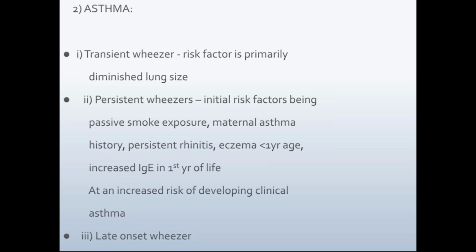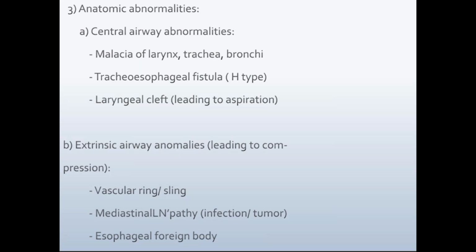Persistent wheezers: the initial risk factors are passive smoke exposure, maternal asthma history, persistent rhinitis, eczema before 1 year of age, and increased IgE levels in the first year of life, at an increased risk of developing clinical asthma. Usually persistent wheezers are at more risk of developing asthma in their future life. Another entity is the late onset wheezer. Don't worry, we'll discuss all this terminology. And also the anatomical abnormalities.